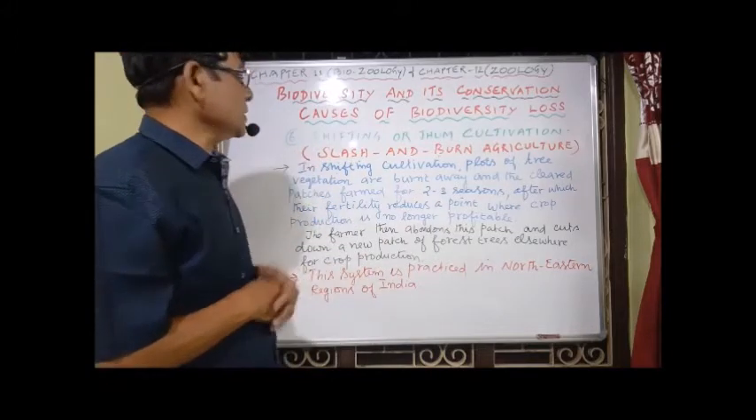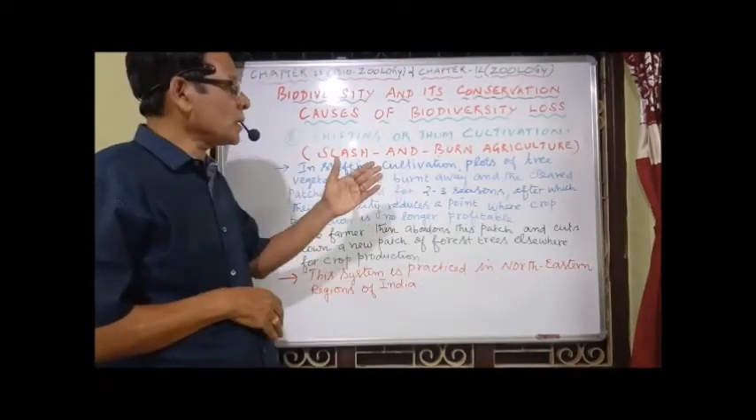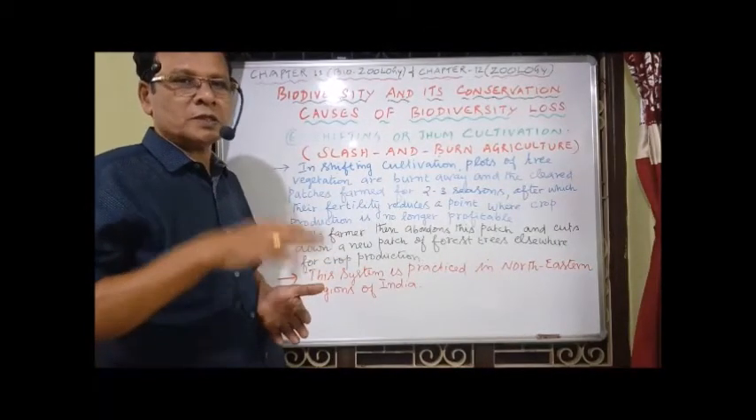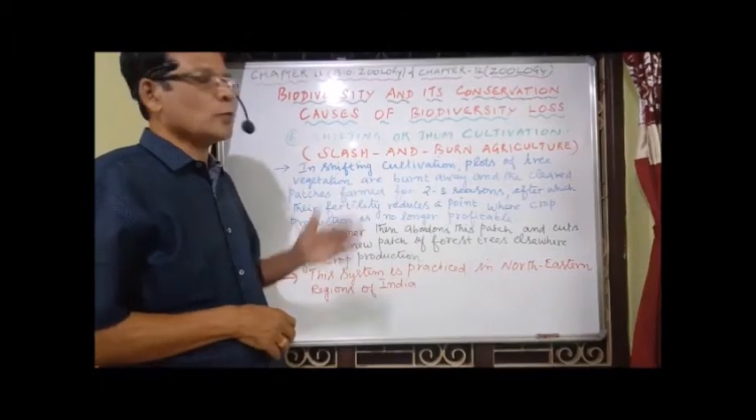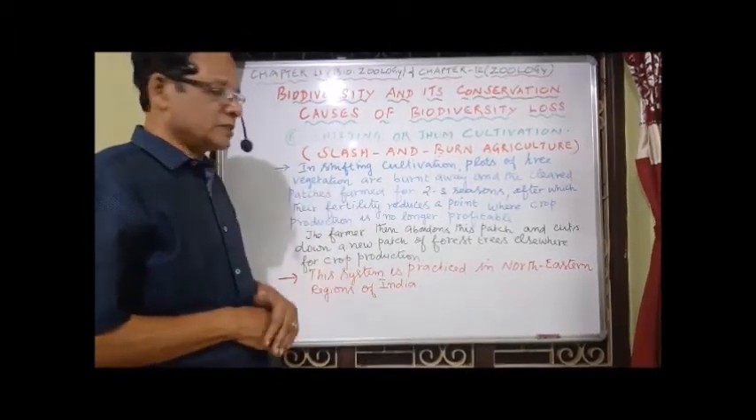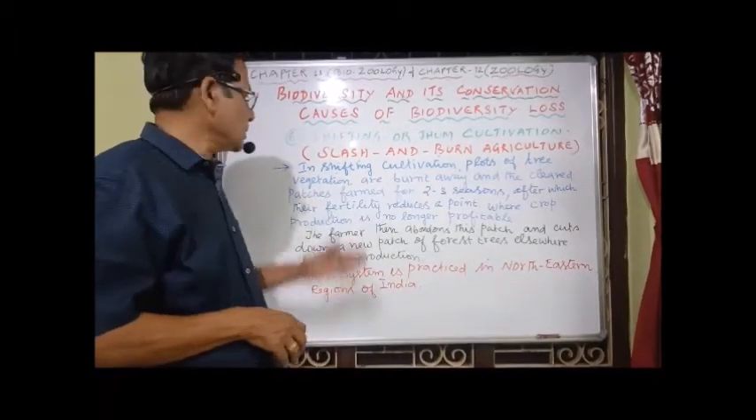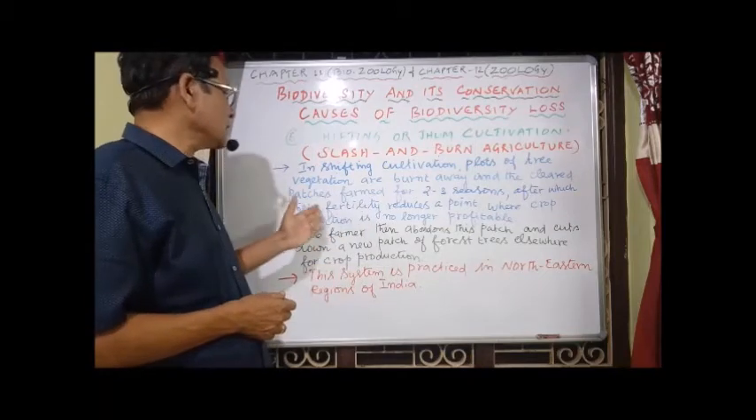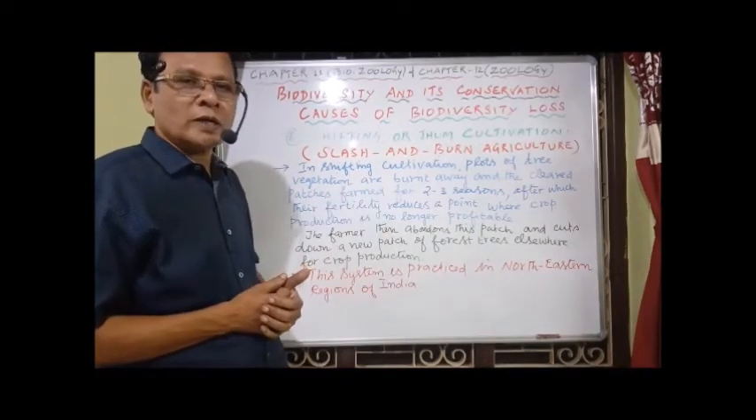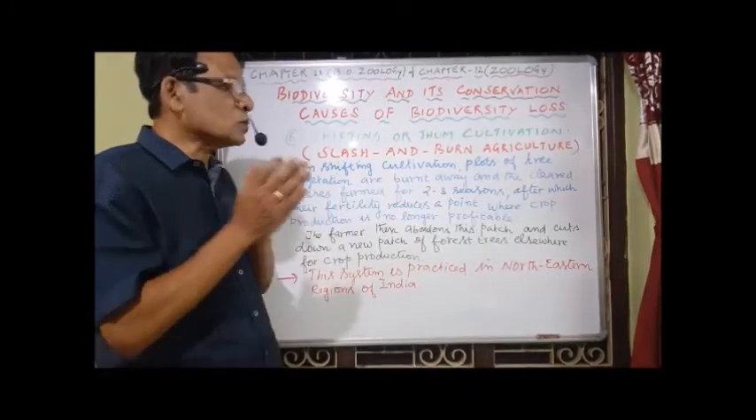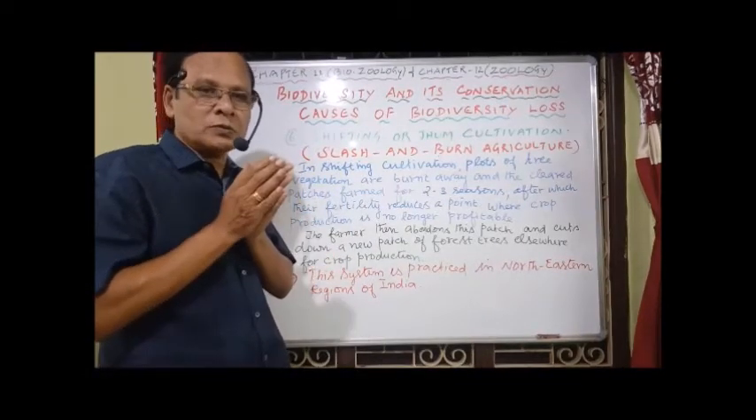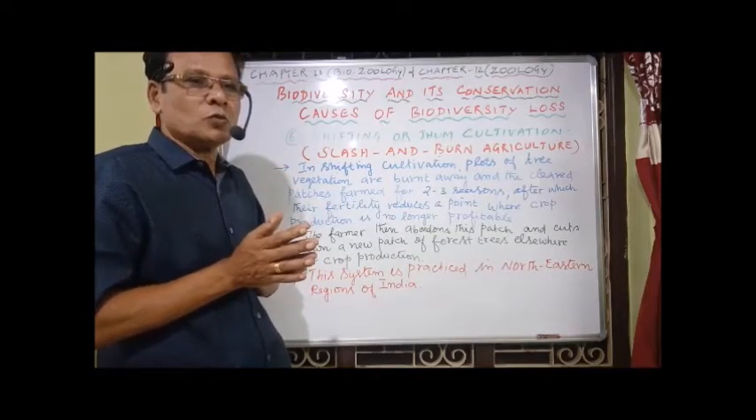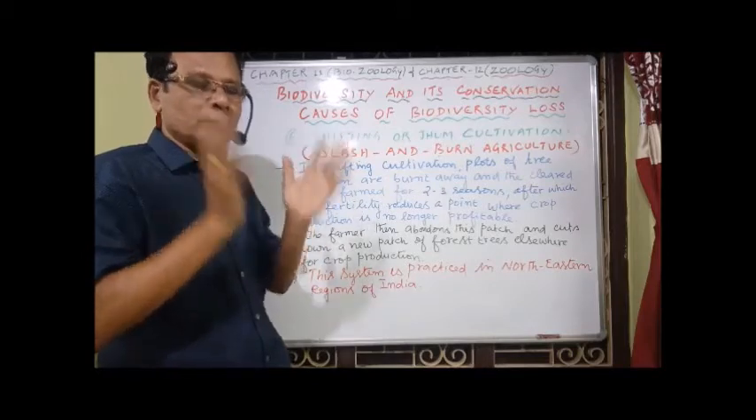So in shifting cultivation, the tree vegetation, mainly trees, not shrubs or herbs, is burned away, and the cleared patches, small areas, are normally farmed for 2 to 3 seasons, after which their fertility reduces to a point where crop production is no longer profitable.